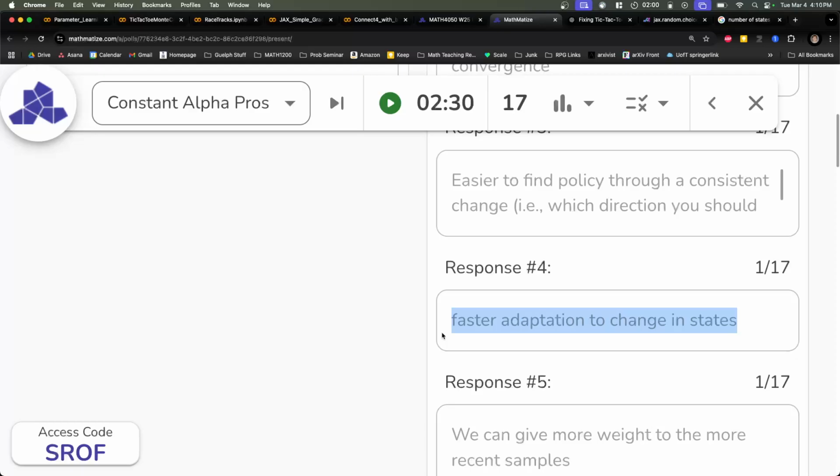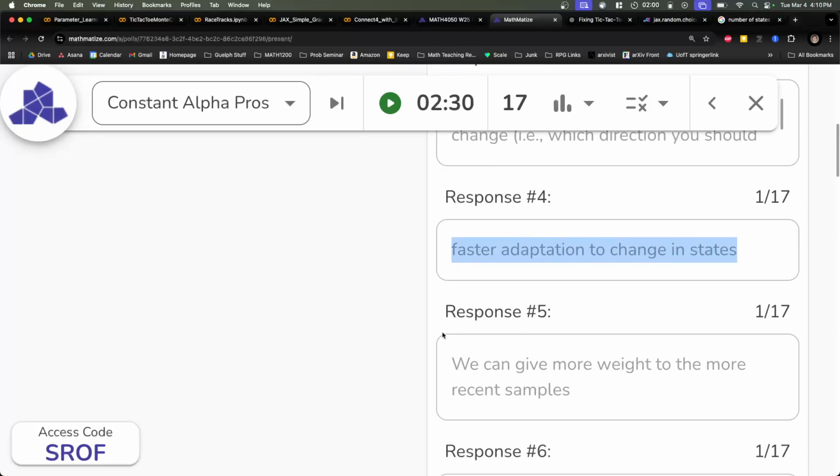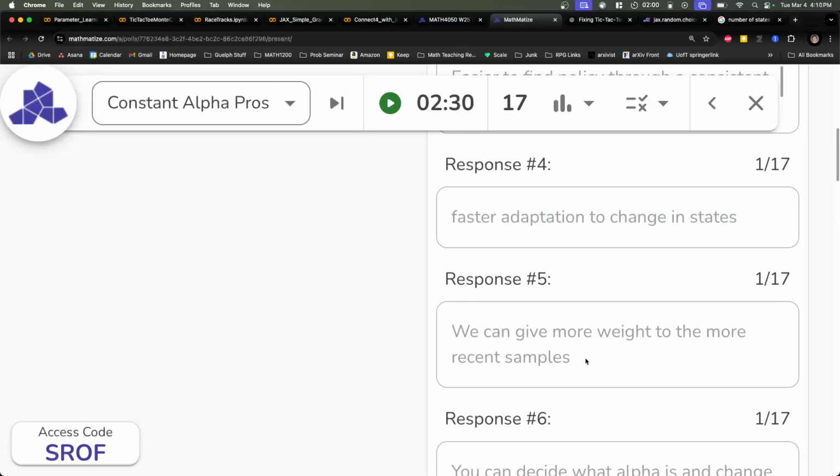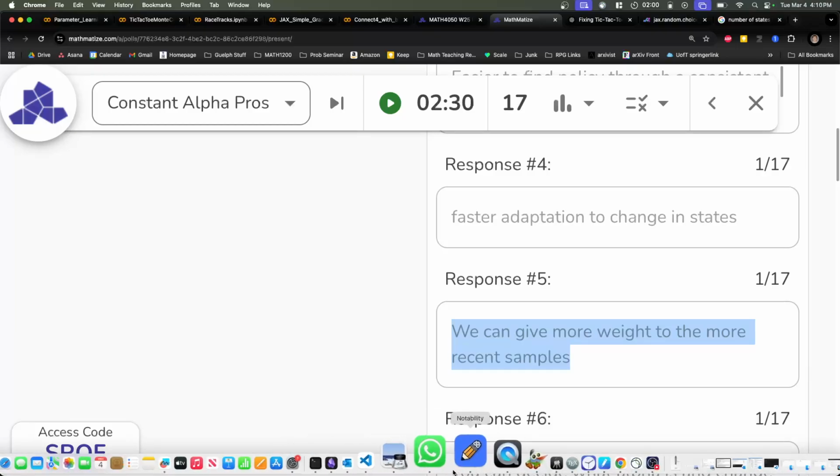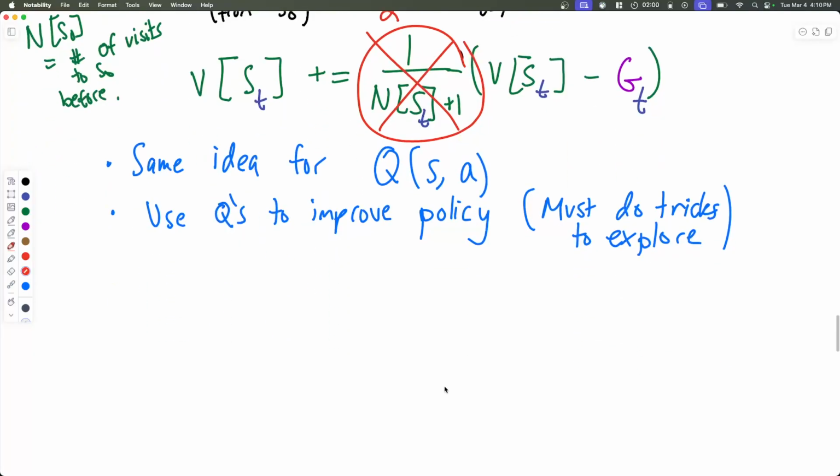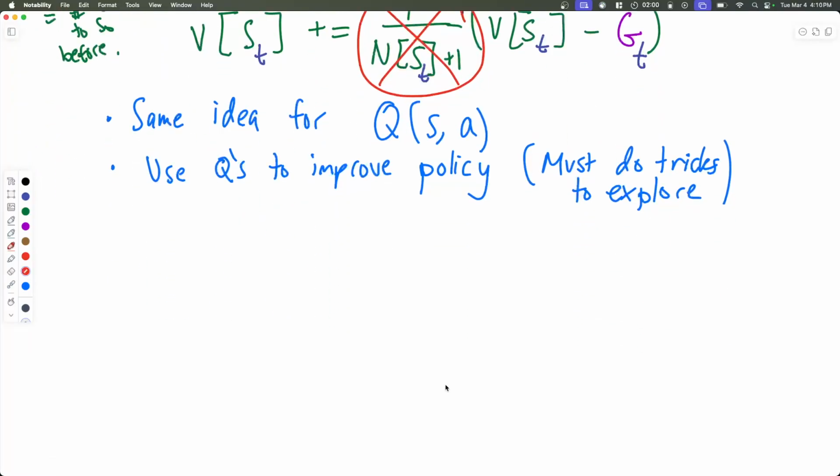So it can be faster or it can be slower depending on what alpha is, but there is something else that has changed. Ooh, this is a very nice answer. We can give more weight to the recent samples. So this is absolutely true and is a really important consequence of doing the constant alpha. Let's decide if this is a pro or a con, but this is one major difference. So let's write down the before and the after.